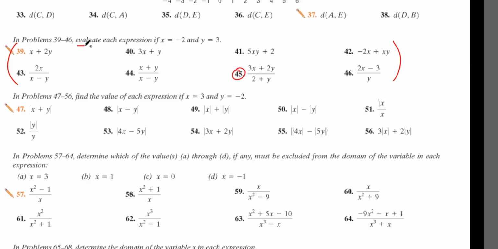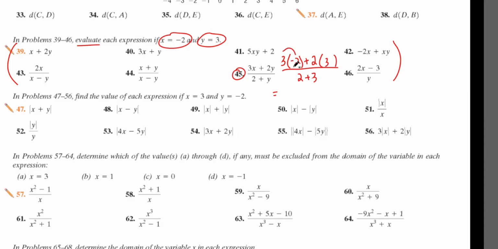It says evaluate each expression if x is equal to -2 and y is equal to +3. Everybody see what we're doing here? I'm going to plug in, I'm going to substitute. So this is 3 times x. What is x equal to? -2. So I put a -2 in for that. There's my 3x. Then plus 2y. What's the y? It's 3. So I put a 3 in for that. Over 2 plus y. What's my y again? 3. Now I just simplify this.